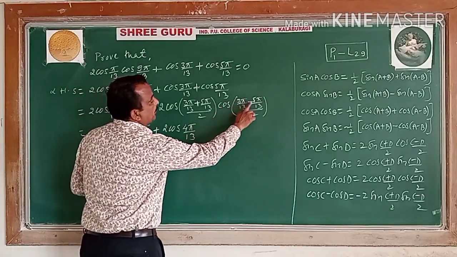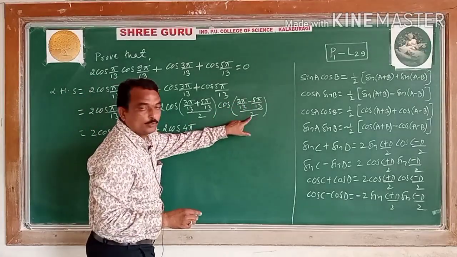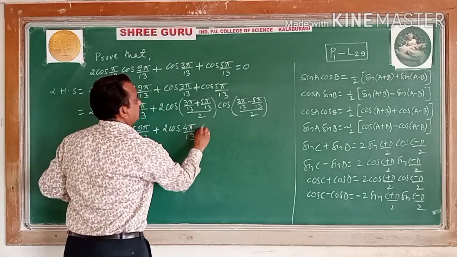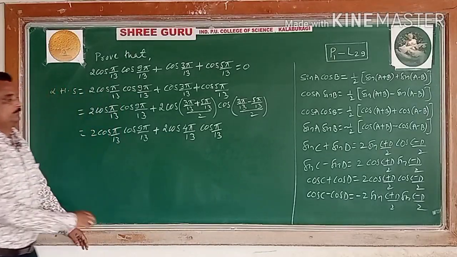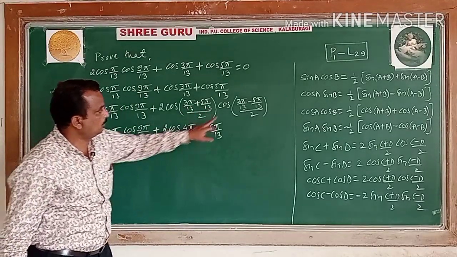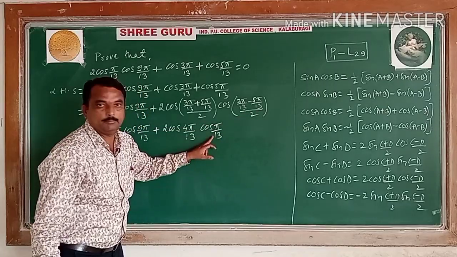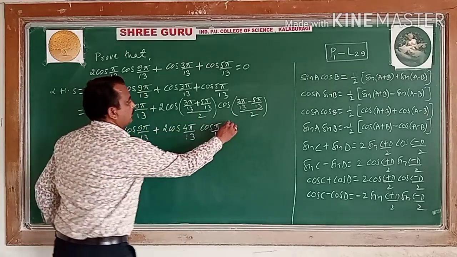Similarly, 3 pi minus 5 pi minus 2 pi, minus 2 pi by 2, pi by 13 it is. Cos of pi by 13. Clear all of you? The simplification of C plus D by 2 and this is C minus D by 2 simplification. I think clear all of you?